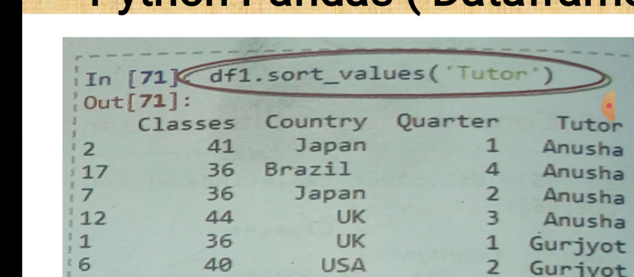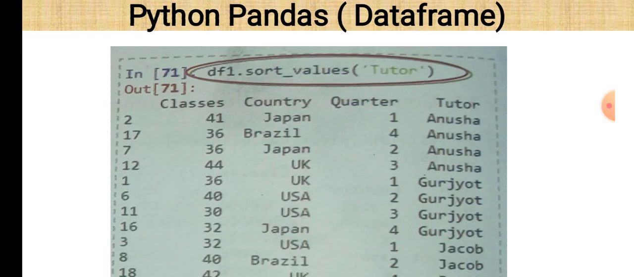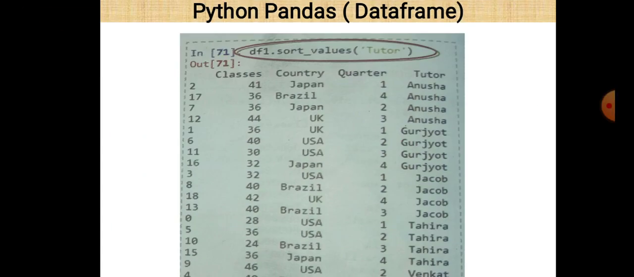So first of all, just put the name of the data frame. In this case, the name of the data frame is df1. Then put the dot operator, and then the name of the function. The name of the function for sorting is sort_values, and within the brackets at least you have to define the column name. In this case the column name is tutor, so data will be sorted according to the tutor column. Now I think your concept is very much clear.